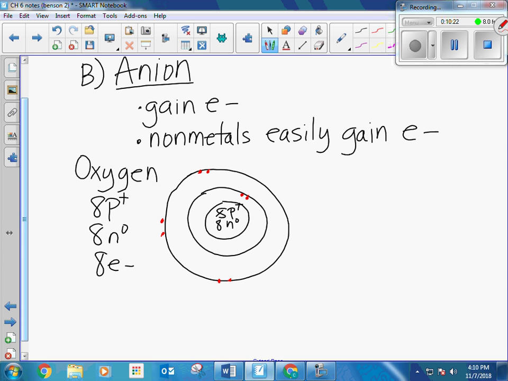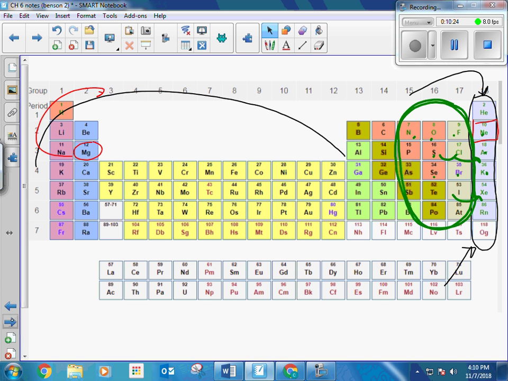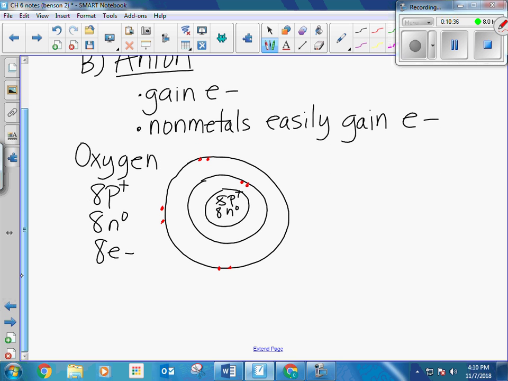So how is it going to gain stability? Oxygen is right here. Well, if it wants to get to neon, it needs to gain 1, 2 electrons. Does it have room to do that? I think so, because we know that we can get 8 on this shell out here. So if I bring in 2 more electrons, then it is satisfied and has 8 in its outer shell.